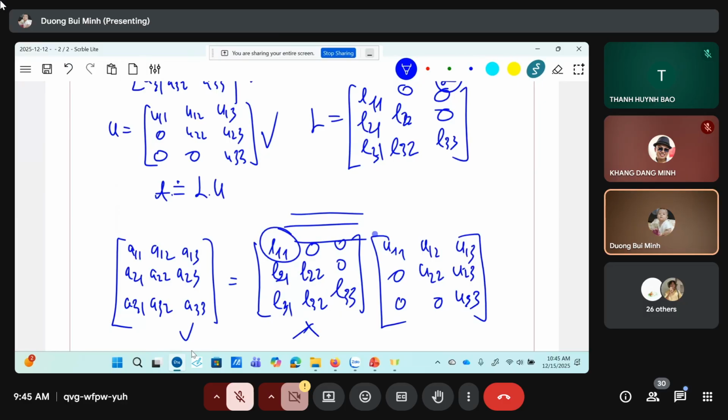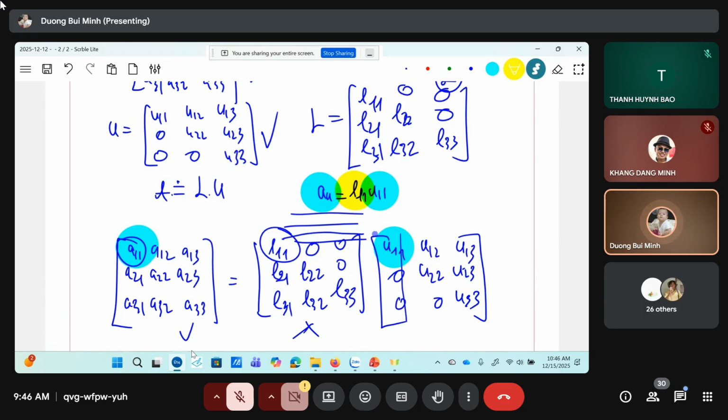Why? Because if we take this one times this one, you can get A11. A11 equals L11 times U11. We know A11, we know U11, so we can get L11.